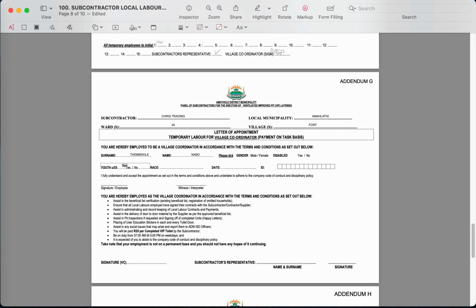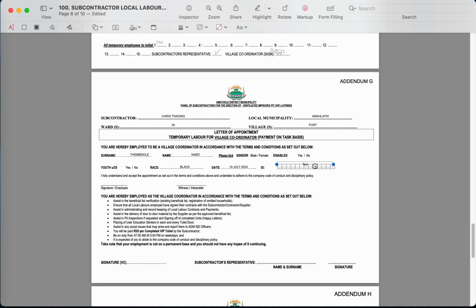Let's do this just to show that we are scratching out this part and we are leaving the no, meaning Thembekile is above 35. The race which Thembekile is from or is recognized as, let's say Thembekile Nabu is black. The date on which you are signing this contract with Thembekile, we said is 19th of July 2024. And then we fill in the ID number of Thembekile.